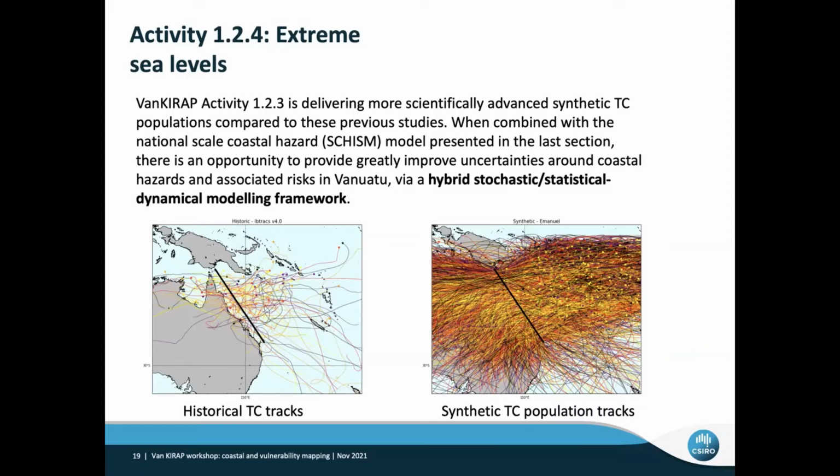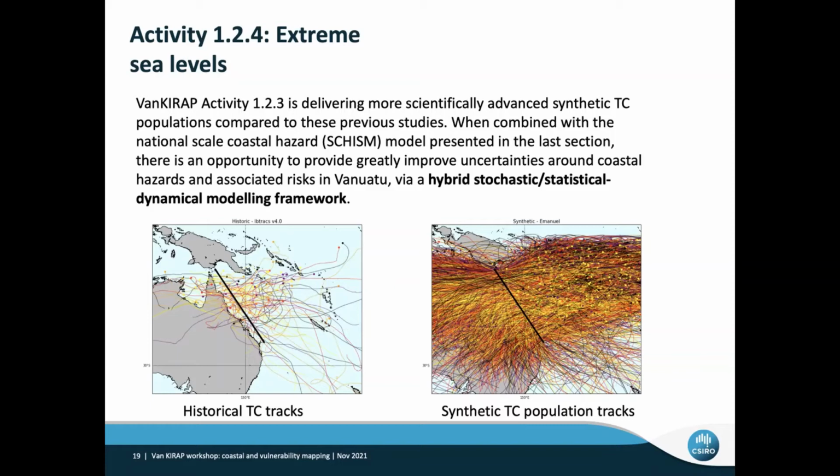So if we combine those synthetic tropical cyclones, or that stochastic or probabilistic approach to cyclones, with the dynamical national coastal hazard model that Vanessa just presented, we've really got an opportunity here to reduce the uncertainties associated with these tropical cyclone coastal hazards, and also to perhaps get a better handle on how the tropical cyclone hazards might change in the future, rather than just assuming sea level rise and maybe some assumptions about slow changes in tropical cyclone intensity and frequency.